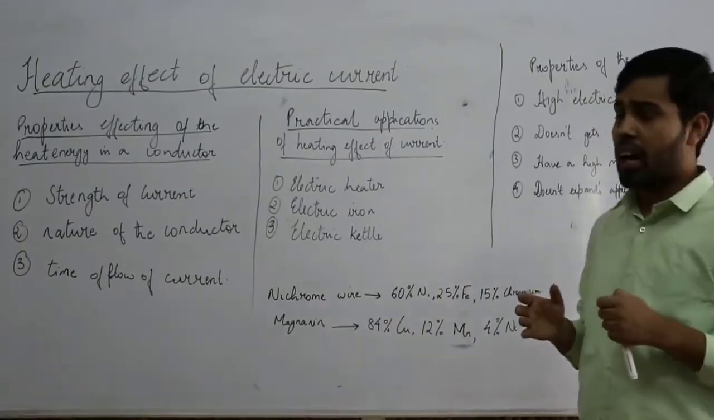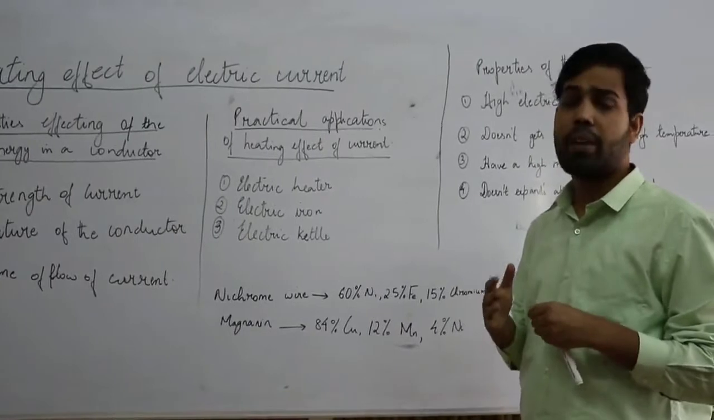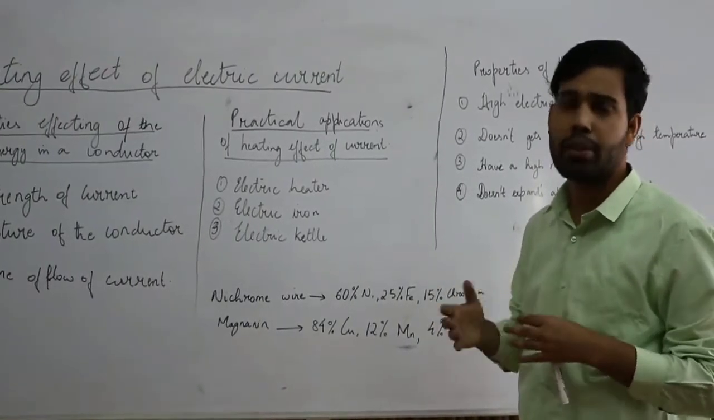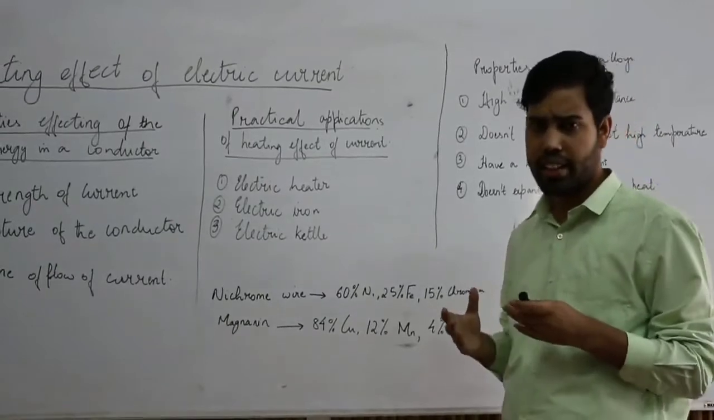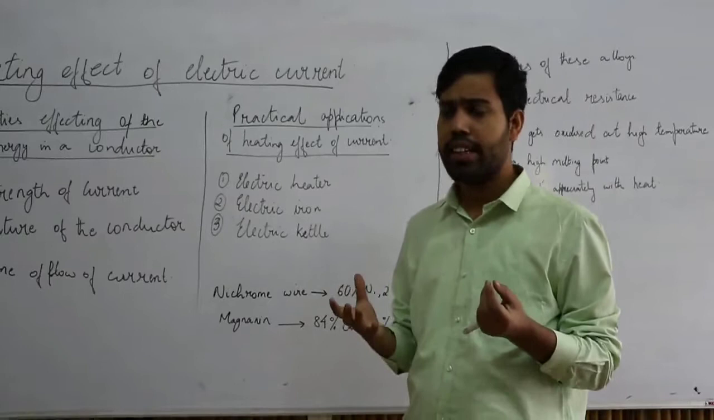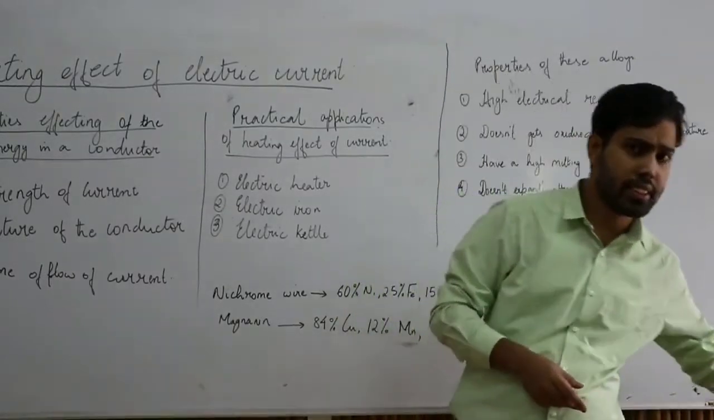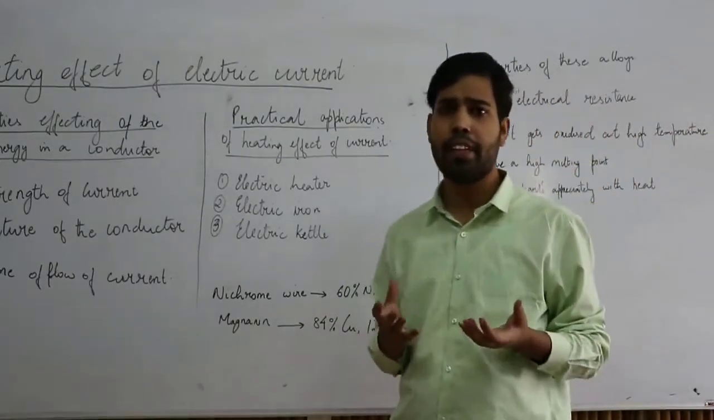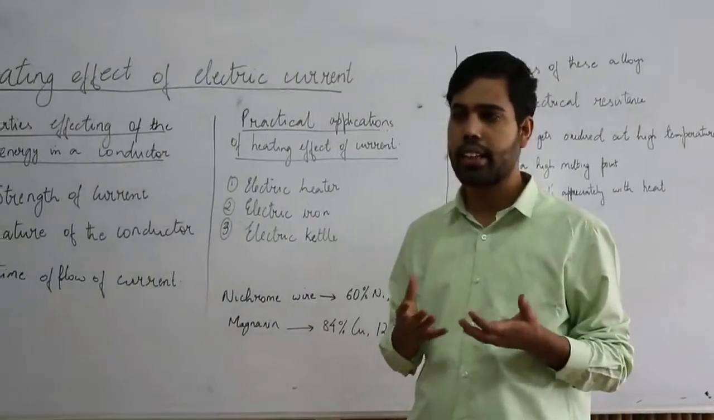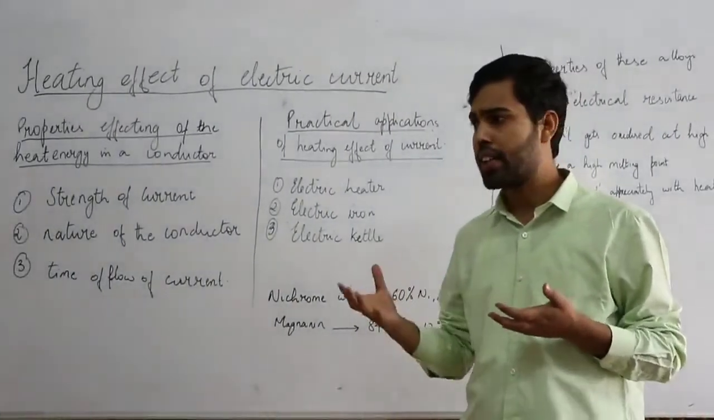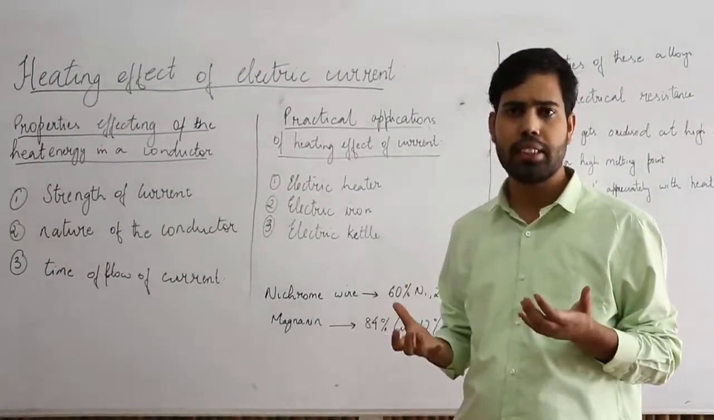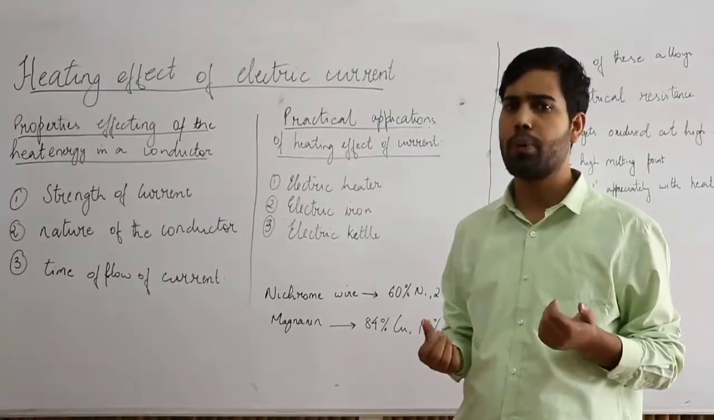So what happens when electric current flows through a conductor? Why is it that it produces heat? In the earlier class I talked about a conductor. How does a conductor conduct electric current? We know that a conductor consists of free electrons, and it is because of these free electrons that it can conduct electric current. So when I connect a conductor to a potential difference, because of this potential difference, electrons will move from one point to another.